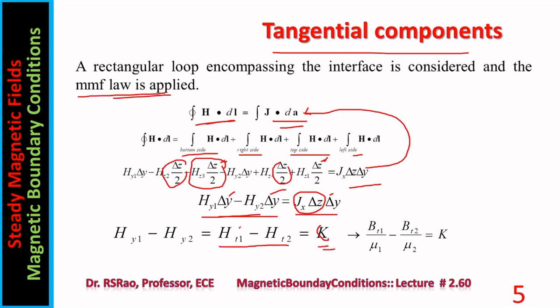This is the basic condition, the tangential component condition for the magnetic field. It involves field intensity. If you want, you can convert it into flux densities also easily by noting that B equals mu H. This is the relation. Using this relation, one can convert.